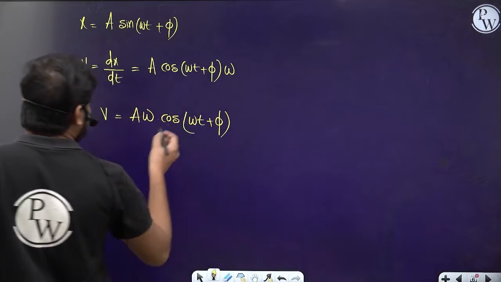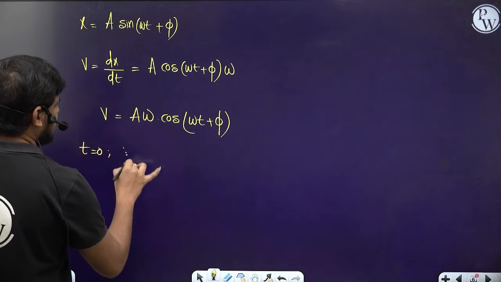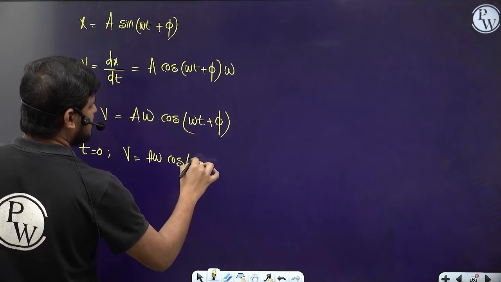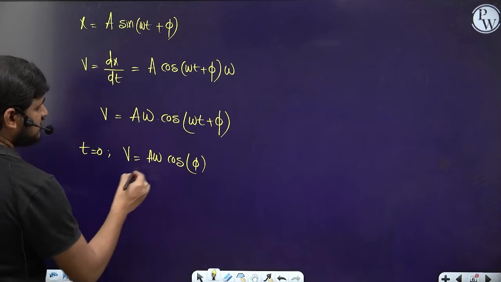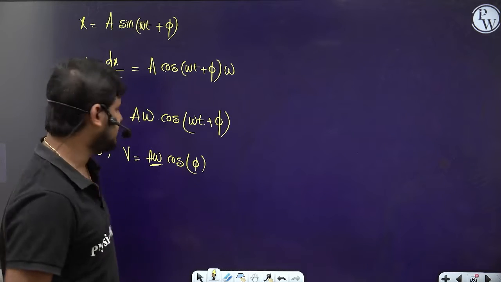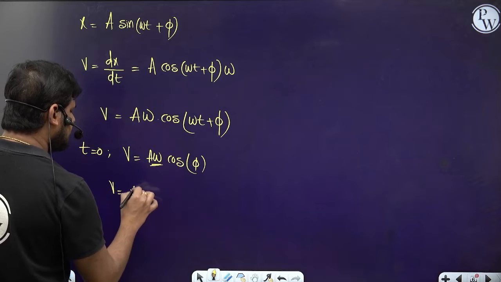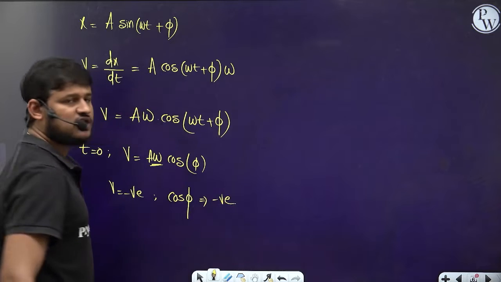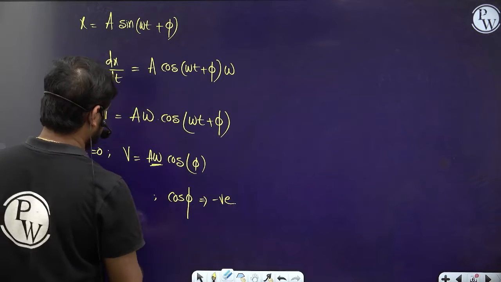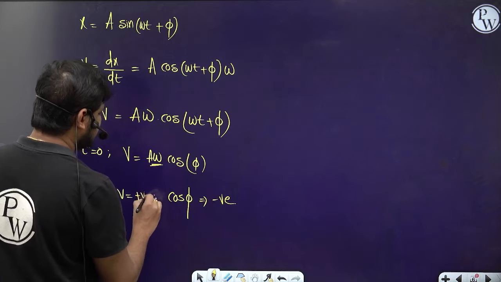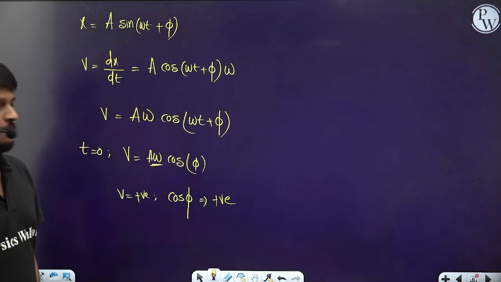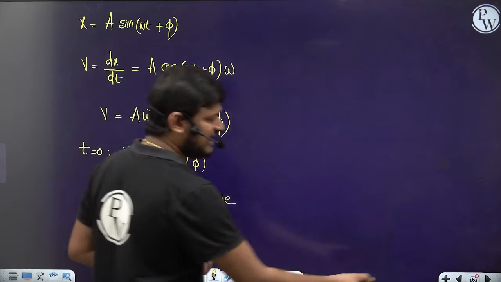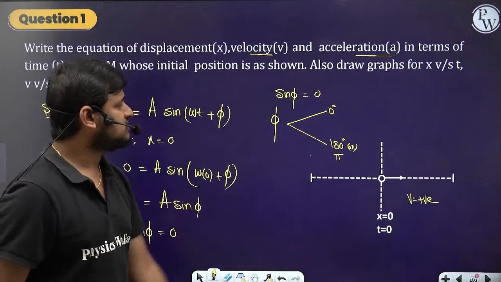So here at time t = 0, let's write the velocity is equal to A omega cos(phi). Now, A omega is constant. If the velocity has to be positive in this case, then cos phi should be positive. Now, for which value do we get cos positive? The phi value we got is two: one is 0 degrees, or one is 180 degrees.